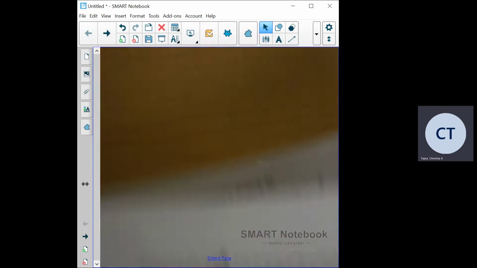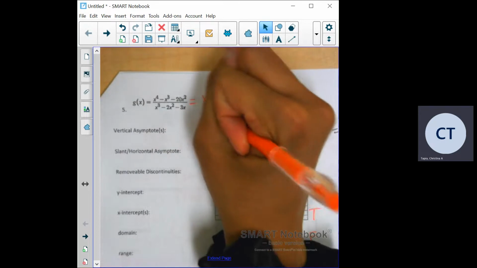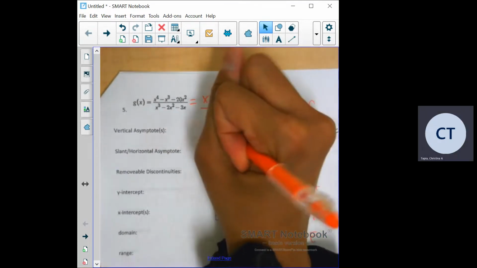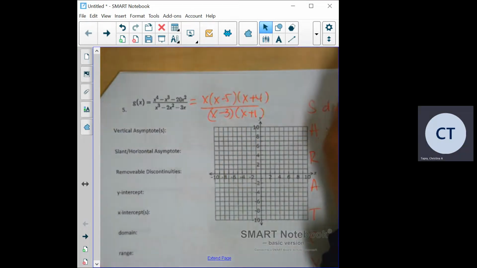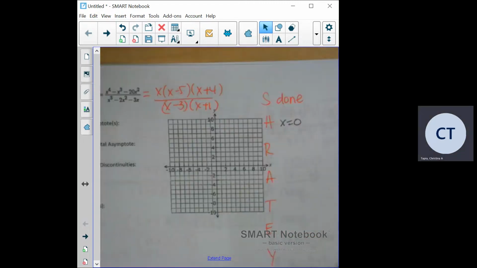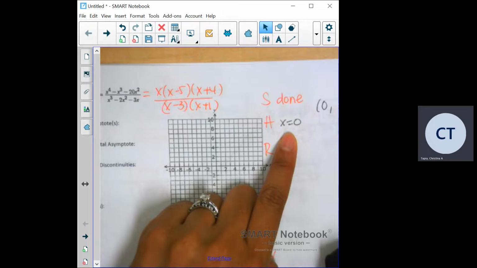All right, so I'm going to rewrite this on the front side. This is my simplified answer: x times (x minus 5)(x plus 4) over (x minus 3)(x plus 1). All right, so that part's done. And now, do you figure out what the hole is? We know that x equals 0. That's fine. That's going to be the 0 for my x value, for my coordinate.